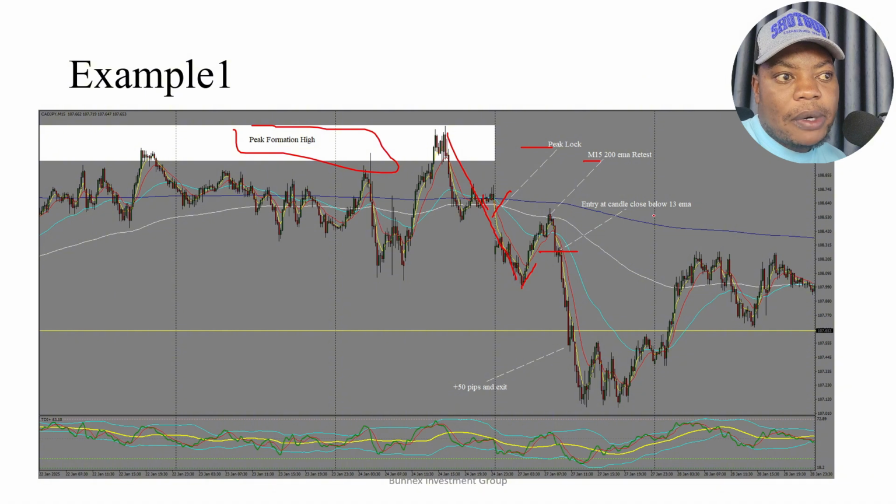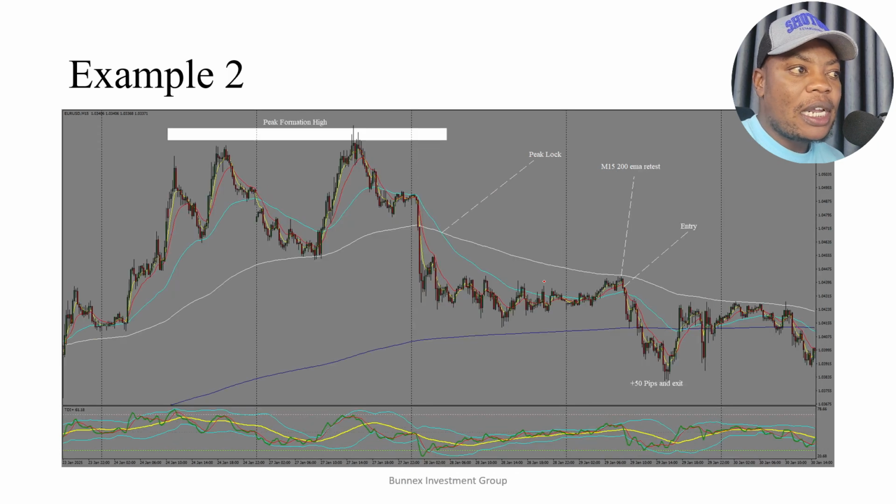Entry is at a candle closure below the 13 EMA. The 13 is the one in red. After that, we can see our plus 50 pips, which is going to give us $50 in this particular instance. The market dropped to this particular price point and we close off. Where is our stop loss going to be? Right above the structure, which allows you to have approximately 20 to 25 pips so that the risk to reward will be at least 2 to 1.